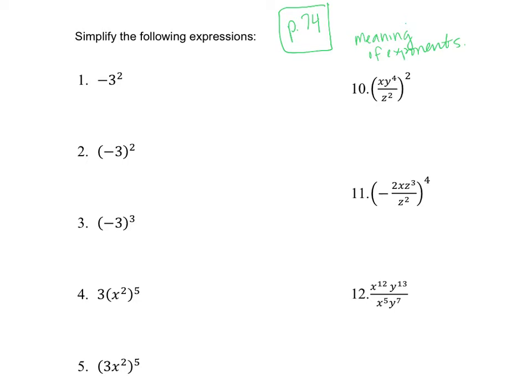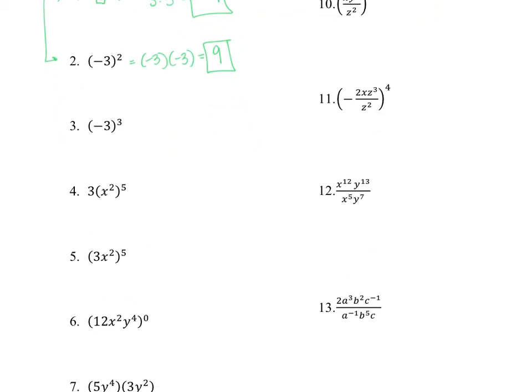All right. So 1 and 2 look very similar, except the number 1 does not have a parenthesis. So that means the power is only on the 3. So we're going to take the opposite of 3 times 3. So that will be a -9. Compared to number 2, that means you're going to take -3 twice, which will end up with a +9. On number 3, they want us to take -3 3 times, which will end up being a negative, and we'll get 27 out of that.